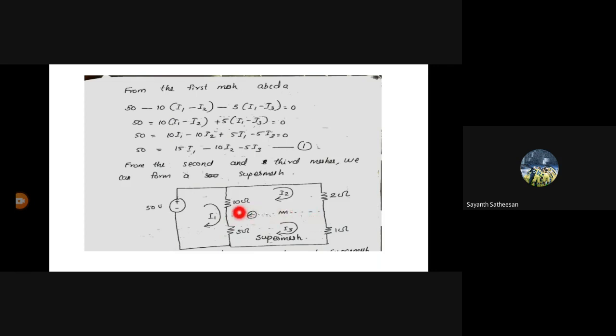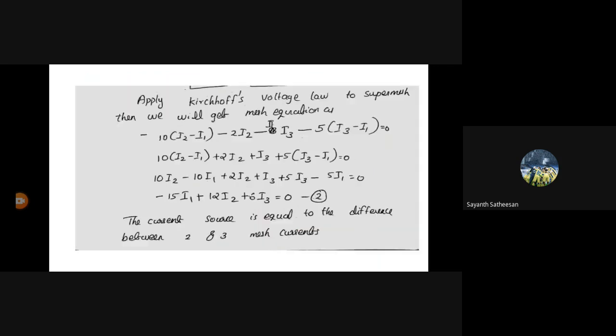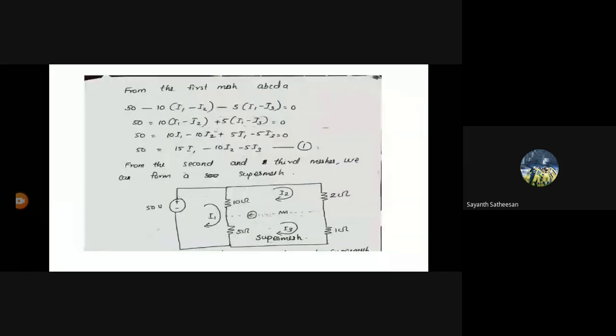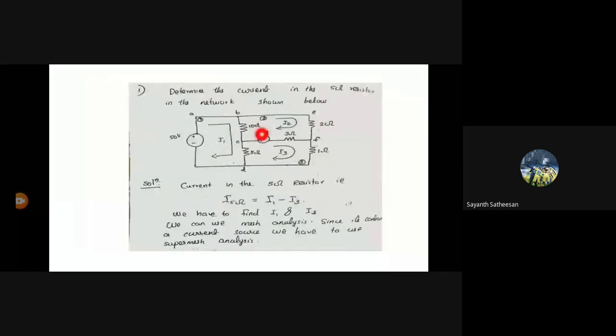See here we are eliminating one branch, right? You can see here that there is a current source. That current source, you can write the equation. So that 2 ampere is the current. Here I2 is flowing in this path and I3 is flowing in the opposite way. So here the net current will be 2 ampere. That means I2 minus I3 equal to 2 ampere.